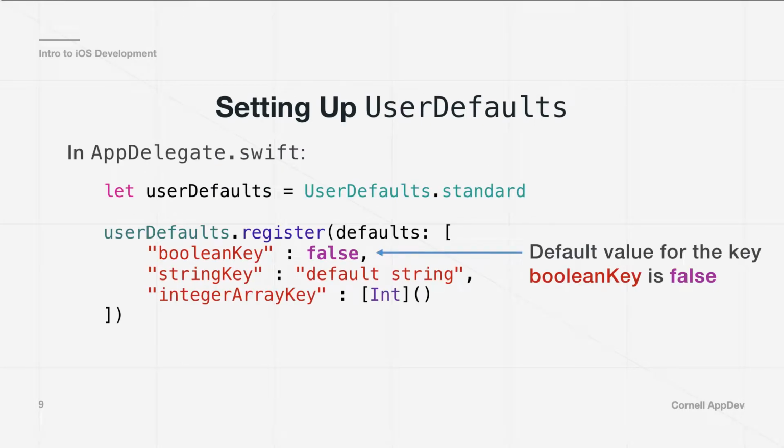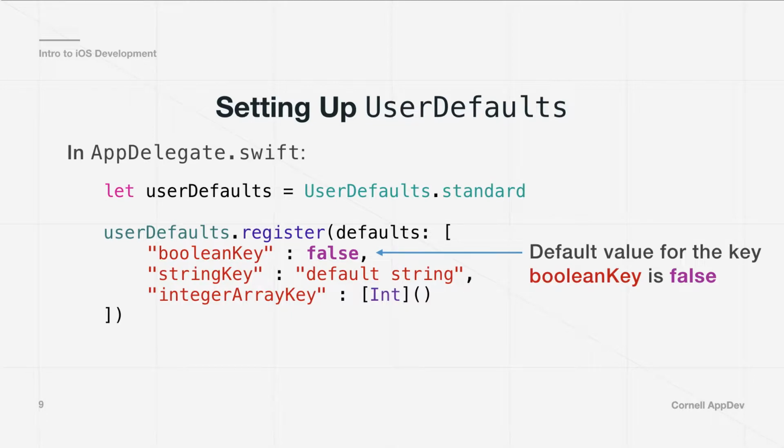So to set up user defaults, you're going to create a user defaults object. It's the standard user defaults object that allows you to interact with the default system. You can access that object just by using UserDefaults.standard. And then we also use this register function to set default values for certain keys.